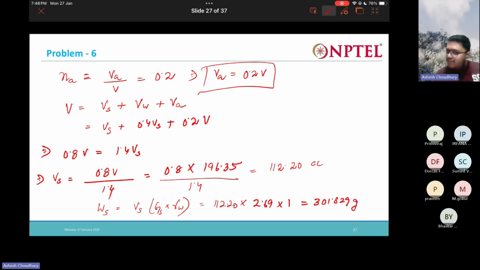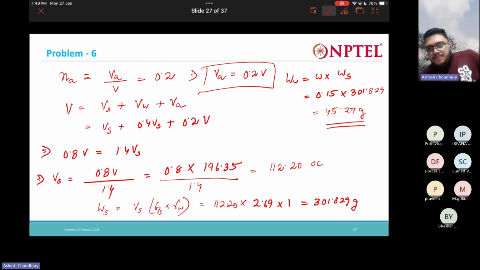Now finally what do you need to find out? You need to find out the weight of water. So what is the weight of water? 0.15 times weight of soil solids, that is 45.27 gram. Okay, so this is the answer. All right, I hope it is clear to you. Yeah, now let's see the next.